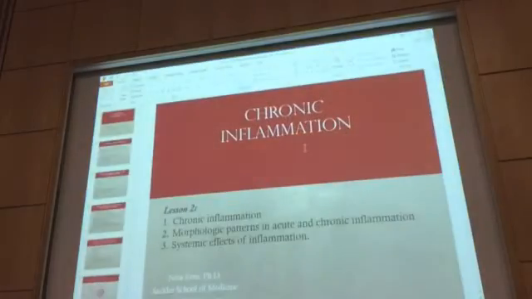And also, probably the morphology we're only going to do on Sunday.